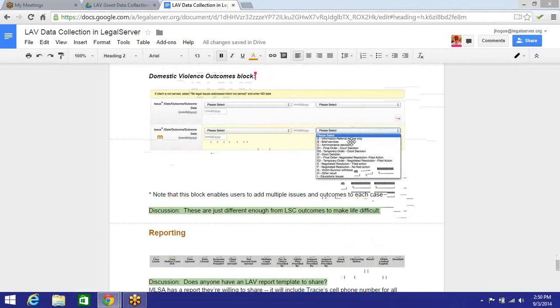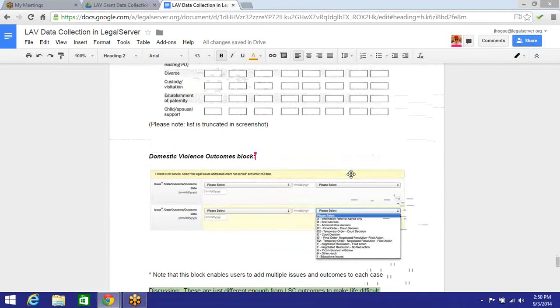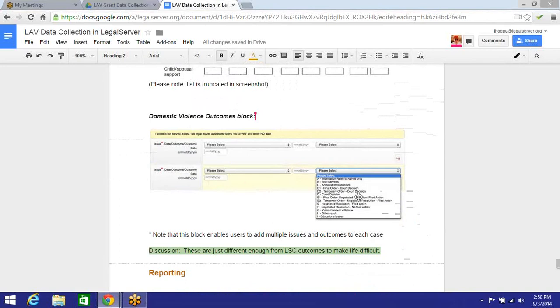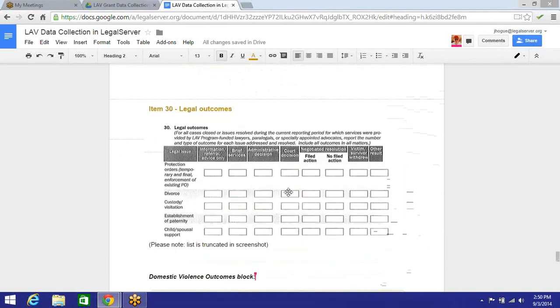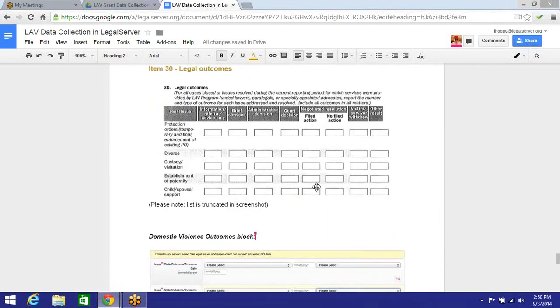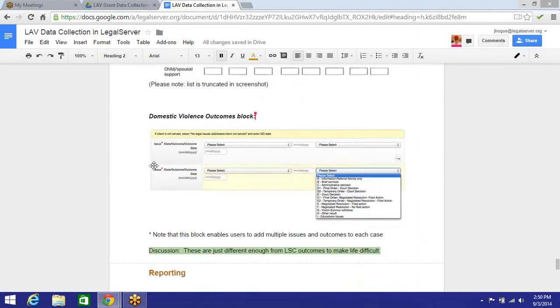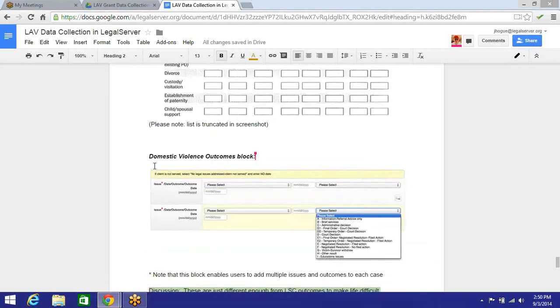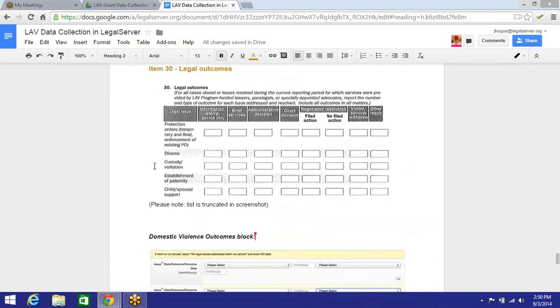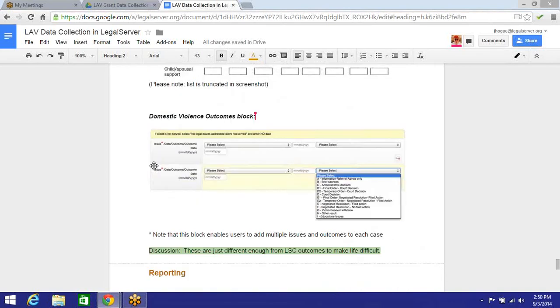There is A, B, C, and then final order. There's a couple different levels of court decision. This list is cut off in order to save some space, but that lookup can of course be modified. They include negotiated resolution, filed action or no filed action, which is something that, for instance, the LSC lookup doesn't capture. So I assume everyone's using the DV outcomes block to capture this, but maybe not. If you have a custom one or you're interpreting this through something out of the LSC dispositions, for instance, if you want to speak up and tell us how you do it, that'd be swell.